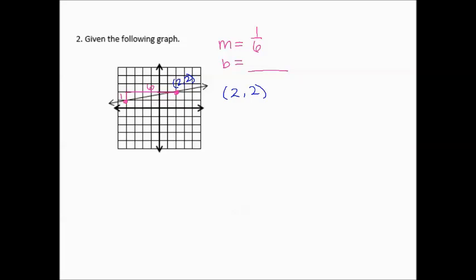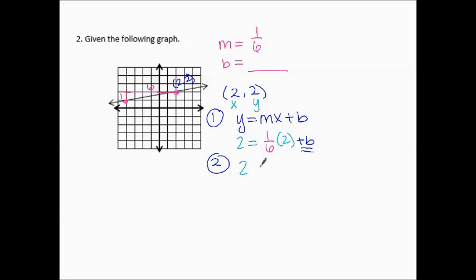My first step is going to be to substitute in for y equals mx plus b. And I know my 2, 2. I have x and y. 2 is x, 2 is y, and my slope is 1/6. So when I substitute, I have 2 equals my slope of 1/6 times 2 plus b. My second step is to solve for b.